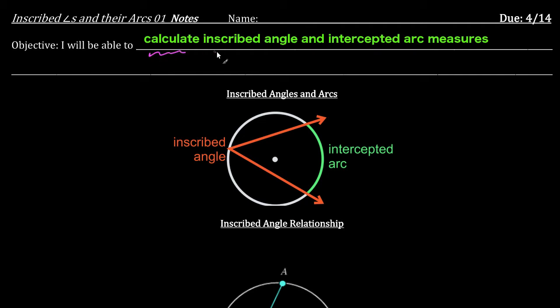So in this lesson, we will calculate inscribed angle and intercepted arc measures, right? In order to do that, we first need to understand what an inscribed angle is and what an intercepted arc is. So we have a circle. We can see that this angle created by these two rays touches the circle at one point here, one point here, one point here. This angle here is called the inscribed angle. Now, when it intercepts the circle, this creates an intercepted arc. So this is our intercepted arc. Easy enough.